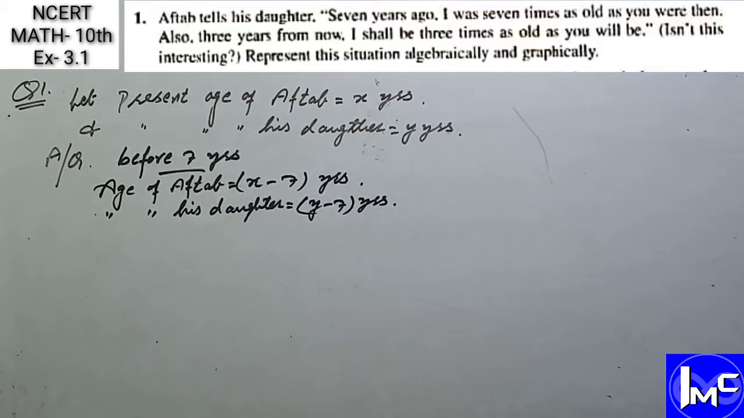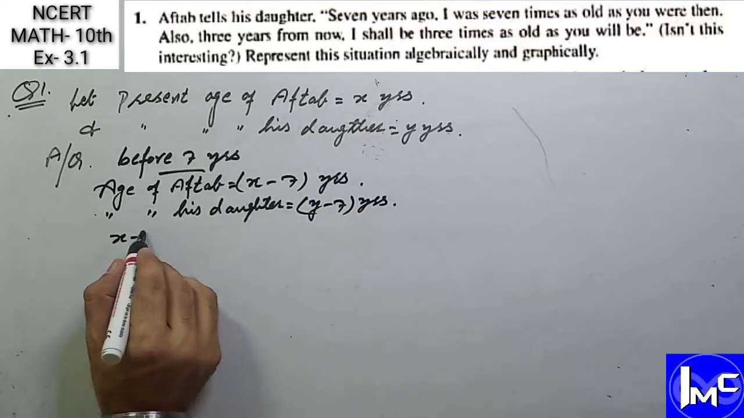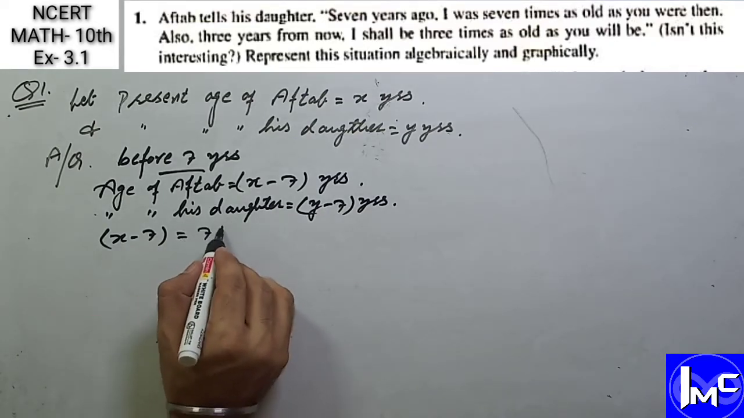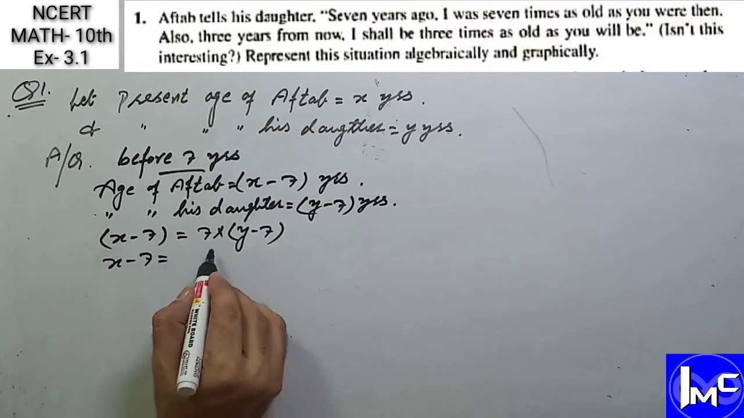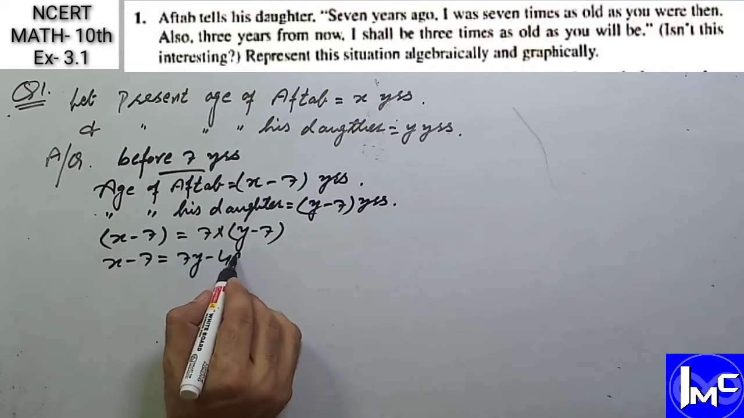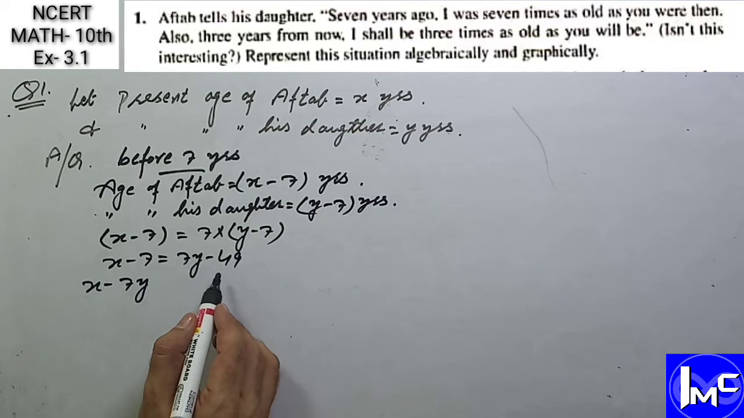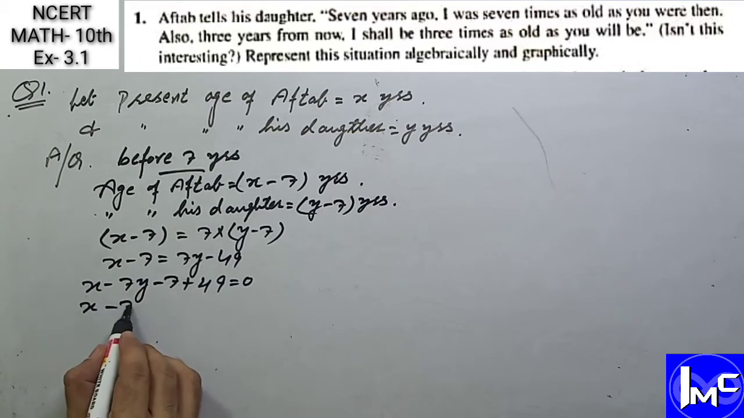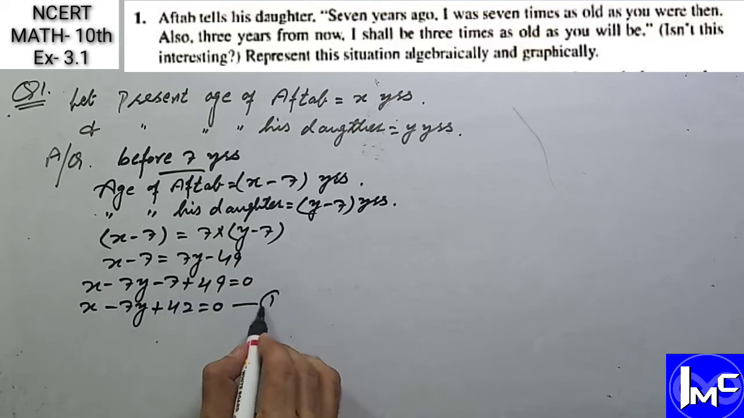And what the statement says, I was 7 times as old as you, means Aftab was 7 times as old as his daughter, and the equation will be x minus 7 = 7(y minus 7), x minus 7 = 7y minus 49, x minus 7y minus 7 plus 49 is equal to 0, x minus 7y plus 42 is equal to 0. This will be the first equation.